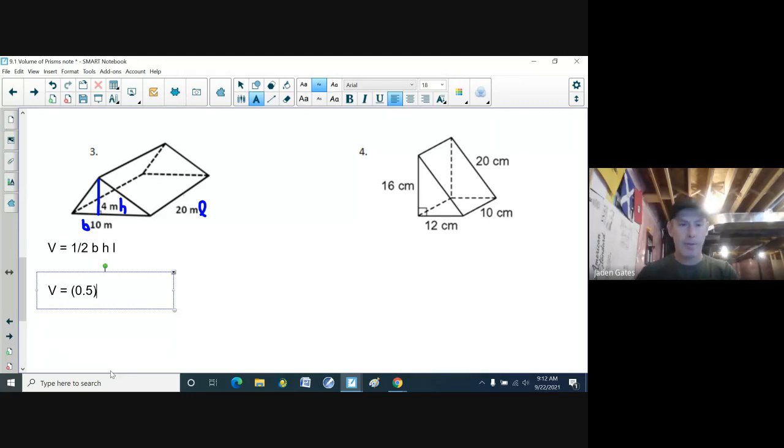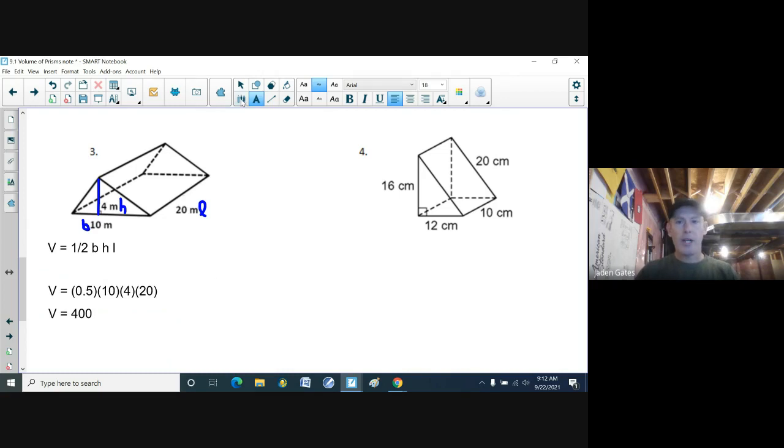All right, now, again, this is why I label my diagram, because I got to put in base times height times length. So my base, I look at my diagram there. It's 10. All right, my height is 4. And then my length is 20. All right. So now I can multiply my four numbers this time. So I got 0.5 times 10 times 4, and then times 20. Oh, I end up with an even 400.